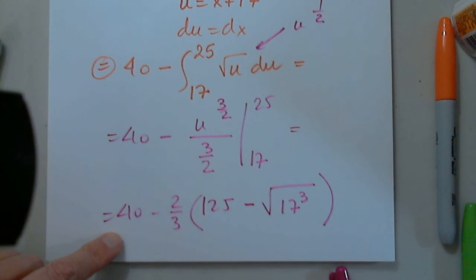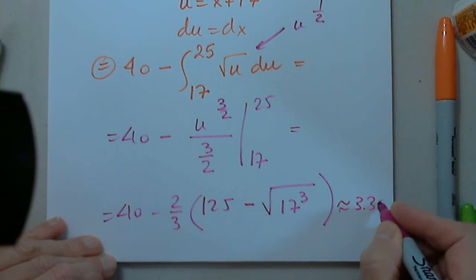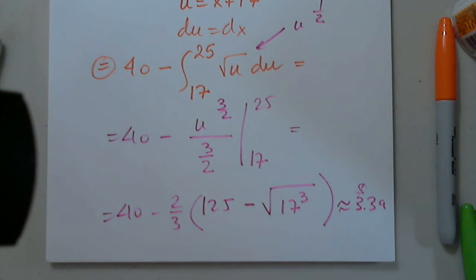Where am I? What am I doing here? Okay, so I want 40 minus parentheses 2 divided by 3. Open again, 125 minus 17. And the power is 3 over 2, 1.5. You know I love parentheses. Okay, so it's 3.39. 3.39 approximately. And now I'm going to do this just to check my work.